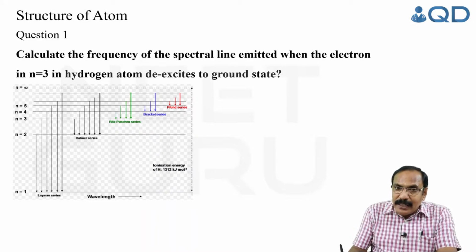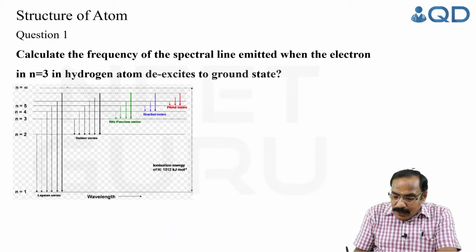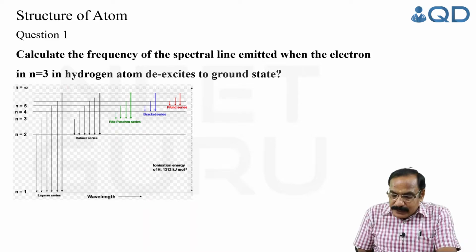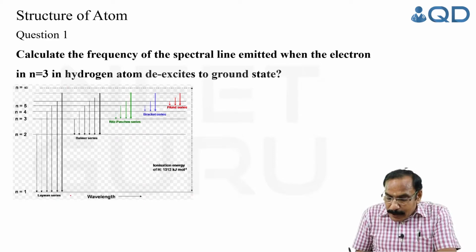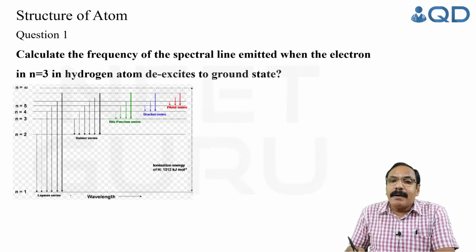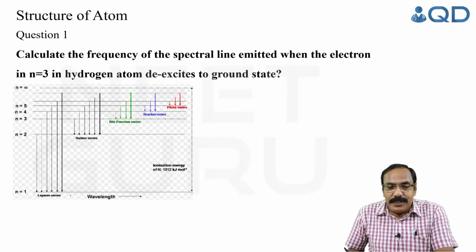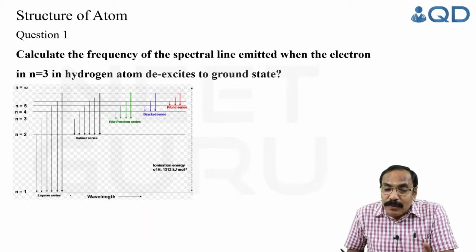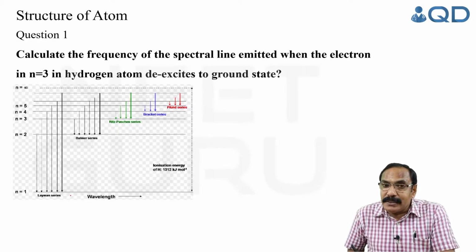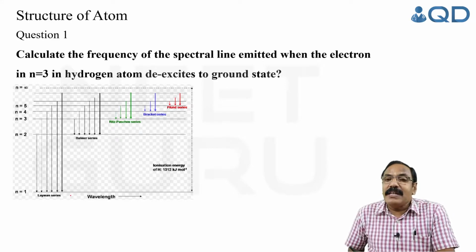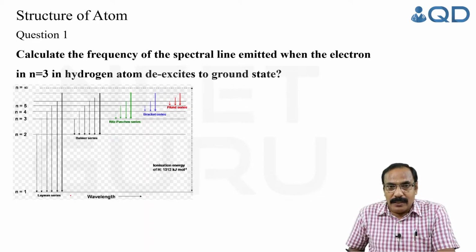Thus, any transition from higher level to ground level, that is the first level, the line is called Lyman series. It appears in the ultraviolet region. So, we need a spectrometer to watch the lines. So, Lyman series is the first set of lines in hydrogen spectrum when electron from any higher level returns to ground level, that is first shell.